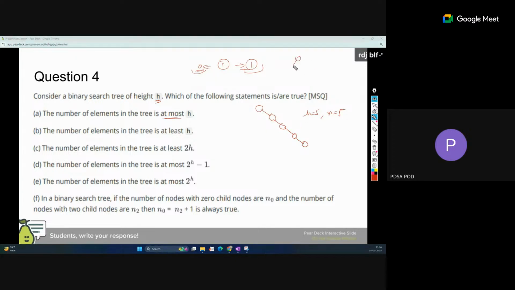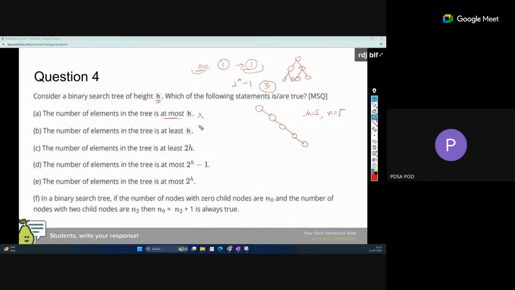Like this, where each child is filled. So that is also a possibility. For that height h, you will get 2 to the power h minus 1, that is 32 minus 1, 31 nodes.